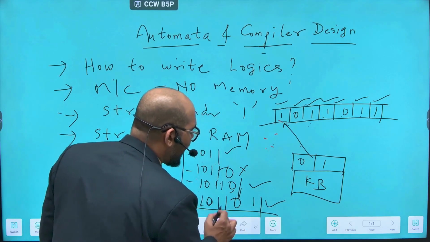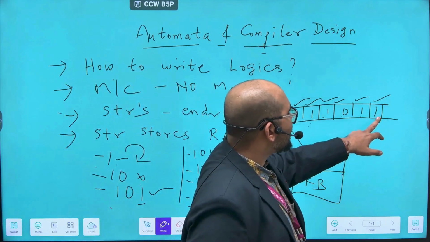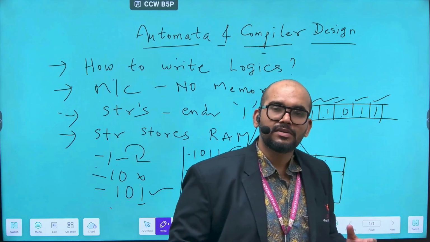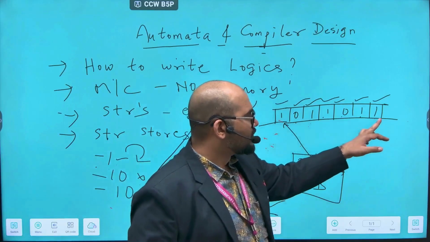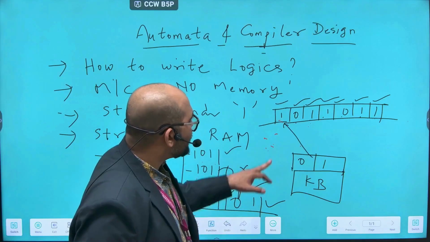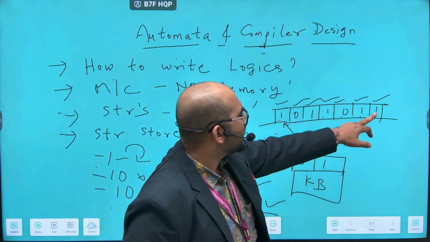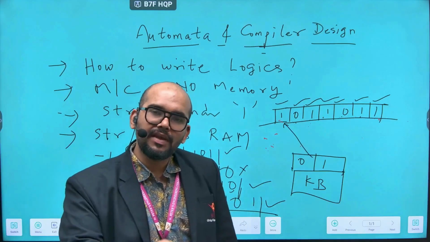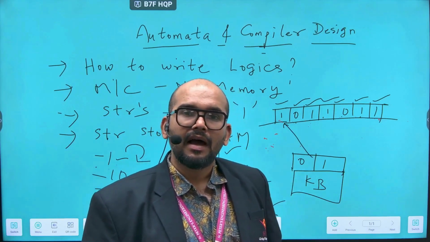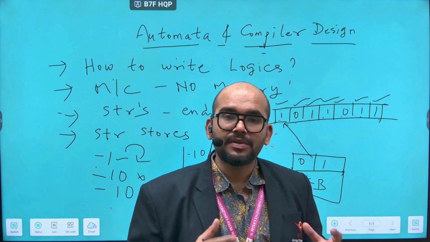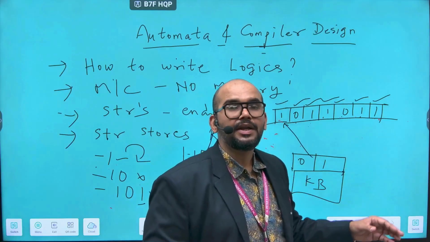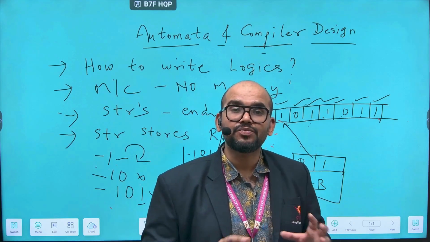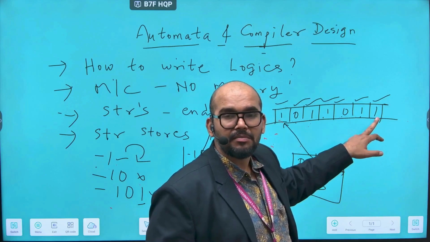Finally, after this particular one, we don't have any input symbol. So after processing 1 2 3 4 5 6 7, this seventh input symbol, the machine doesn't receive any input symbol. By that, the machine will understand that the string ends with this seventh input symbol 1.